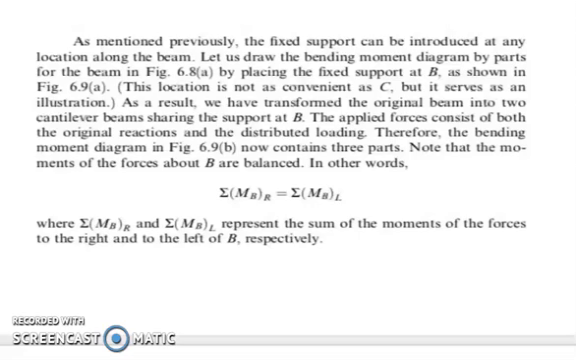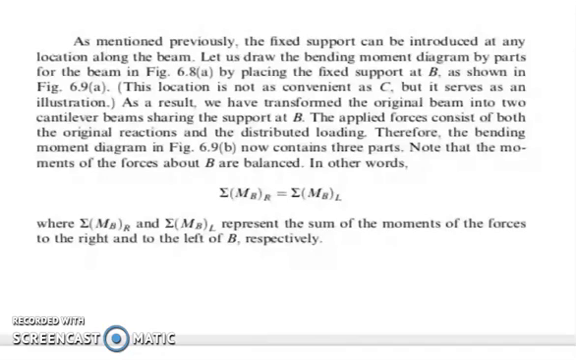Okay, to continue, as mentioned previously, the fixed support can be introduced at any location along the beam. So, whatever is convenient on your part in drawing the bending moment diagram, you can place your fixed support at any point on the beam. So if we try to draw the bending moment diagram by parts for the beam, we place the fixed support at point B, as shown in our previous illustration a while ago for the simply supported beam.